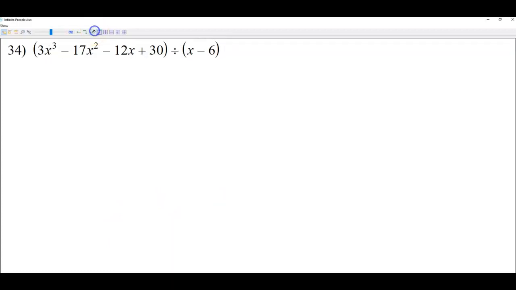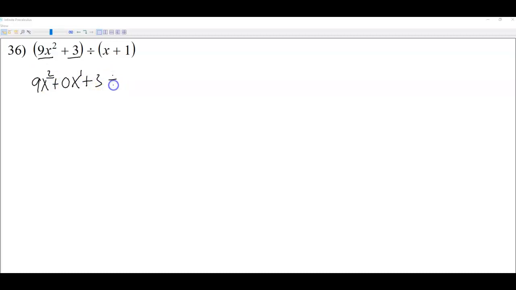Do one more of these, and we'll call it a day. All right, so this is an example of one in which we are missing something. We go from an x squared to a 3, and that shouldn't be the case. So we want to put a 0 placeholder in there with an x, because it should go from 2 to 1 and then the constant. If you don't do that, you will end up getting a wrong answer, so make sure you do your placeholders. That same process is required for both long division and synthetic division.